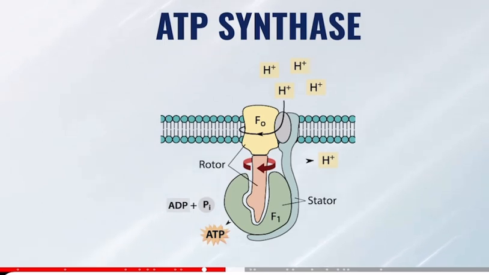So we have this high hydrogen environment, and it's looking for an avenue or a way to move through that membrane. ATP synthase, which is the enzyme responsible for ATP production, is a pore or an opening in the membrane that allows hydrogen to move down its concentration gradient from high concentration to low concentration.